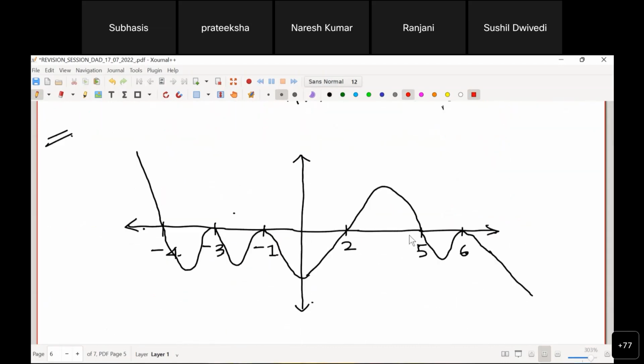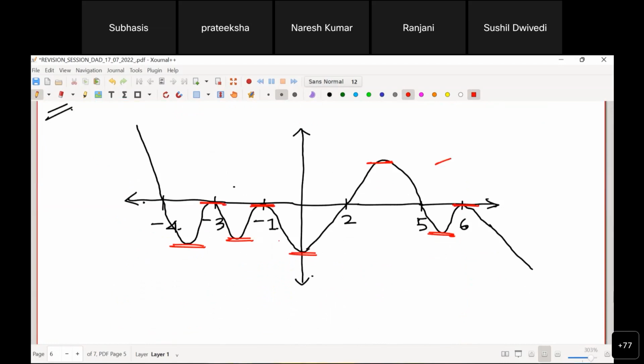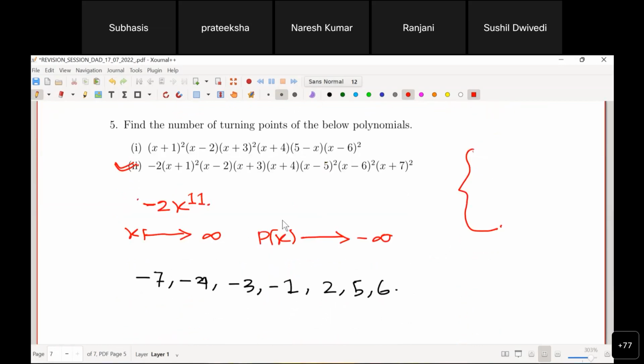So now the number of turning points: 1, 2, 3, 4, 5, 6, 7, 8. Okay, so again we are getting the same answer. So the number of turning points is 8. Okay, so let's go back to the second question.